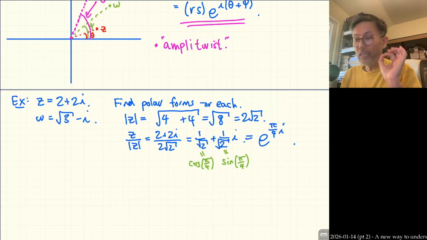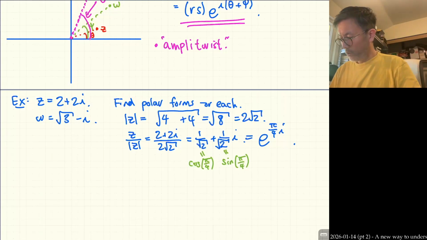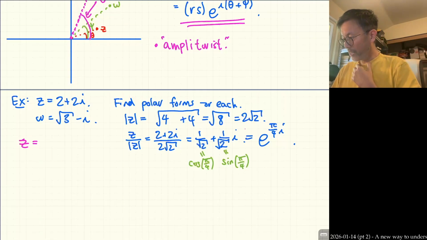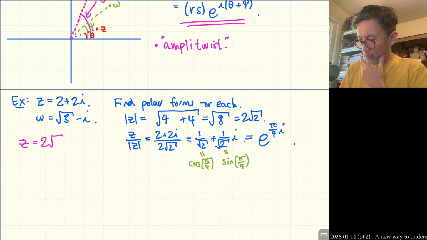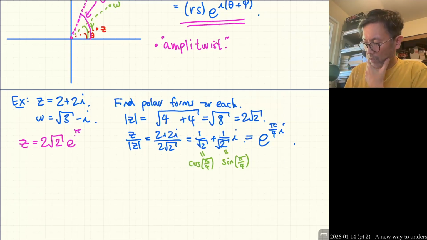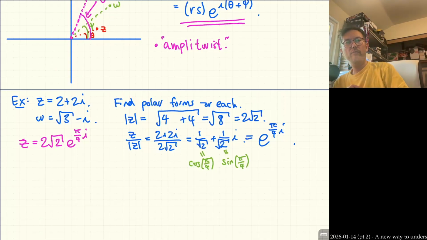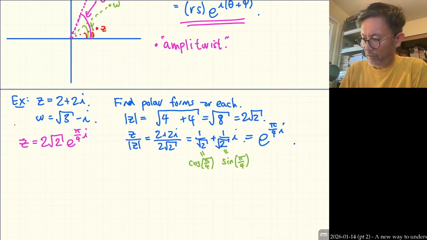So z in polar form is the modulus, which is 2 square root of 2, times the e to the pi over 4 i that we've got here, or i times pi over 4. Either way you want to write it is fine. So that's nice. That's one of the answers.